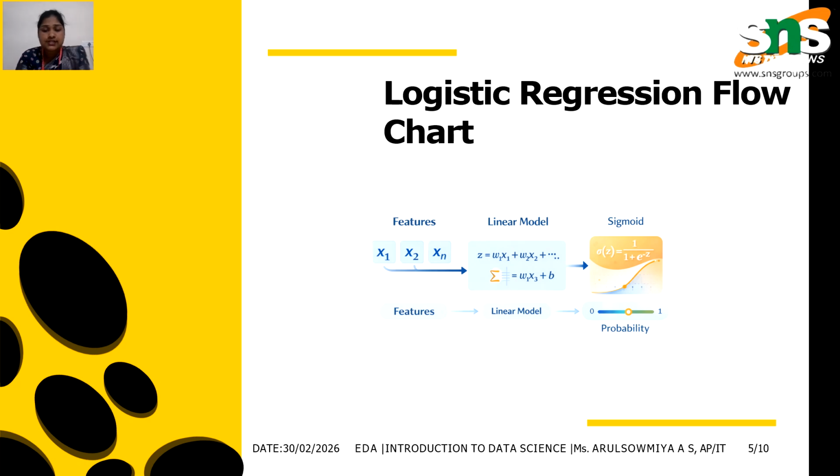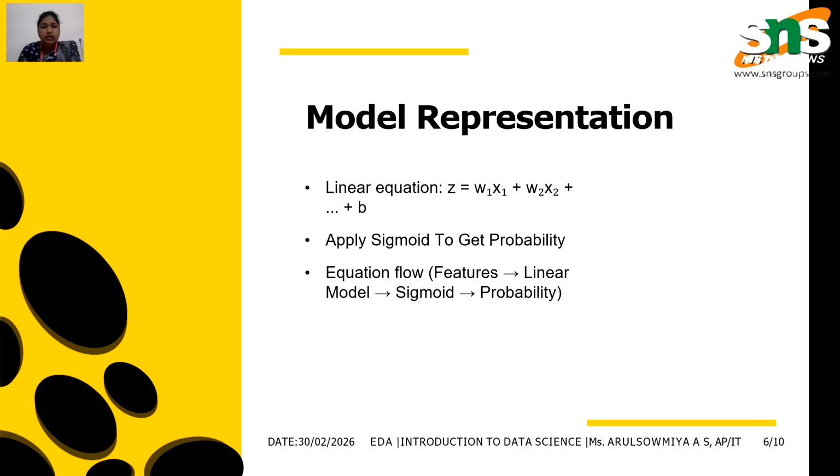So the logistic regression flow is: we take the features, that is x1, x2 to xn, and then the linear model, which goes into the sigmoid formula. The next step is we get the sigmoid value, that is a probability value. So, model representation: in a linear equation, we get a model representation by applying sigmoid to get the probability values, like an equation flow from features, a linear model, sigmoid and a probability value.